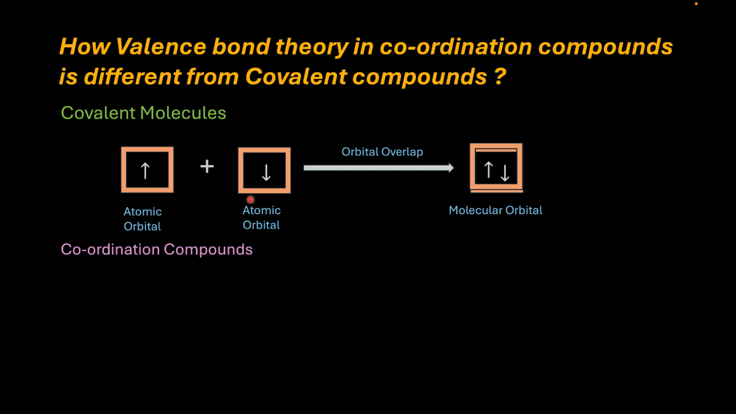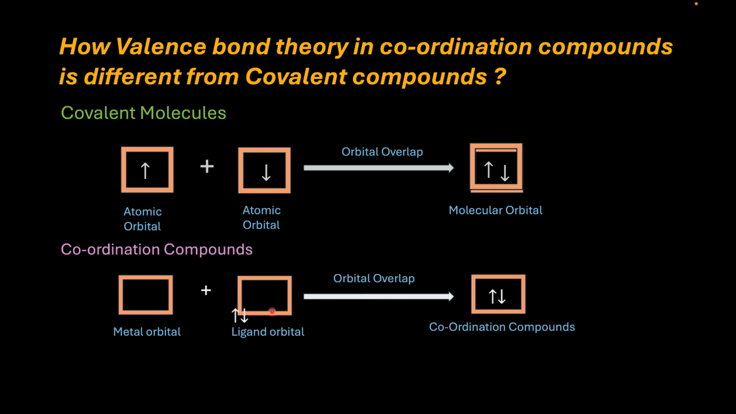But in coordination compounds, what happens? A metal orbital is present, a ligand orbital is present. Here the metal orbital is empty and the ligand orbital has paired electrons, or a lone pair of electrons. Here they do not share their electrons. The ligand donates its lone pair of electrons to the metal orbital and makes a coordinate bond. And when the orbital overlapping takes place, a coordination compound forms. So this is the basic difference between covalent compounds and coordination compounds.